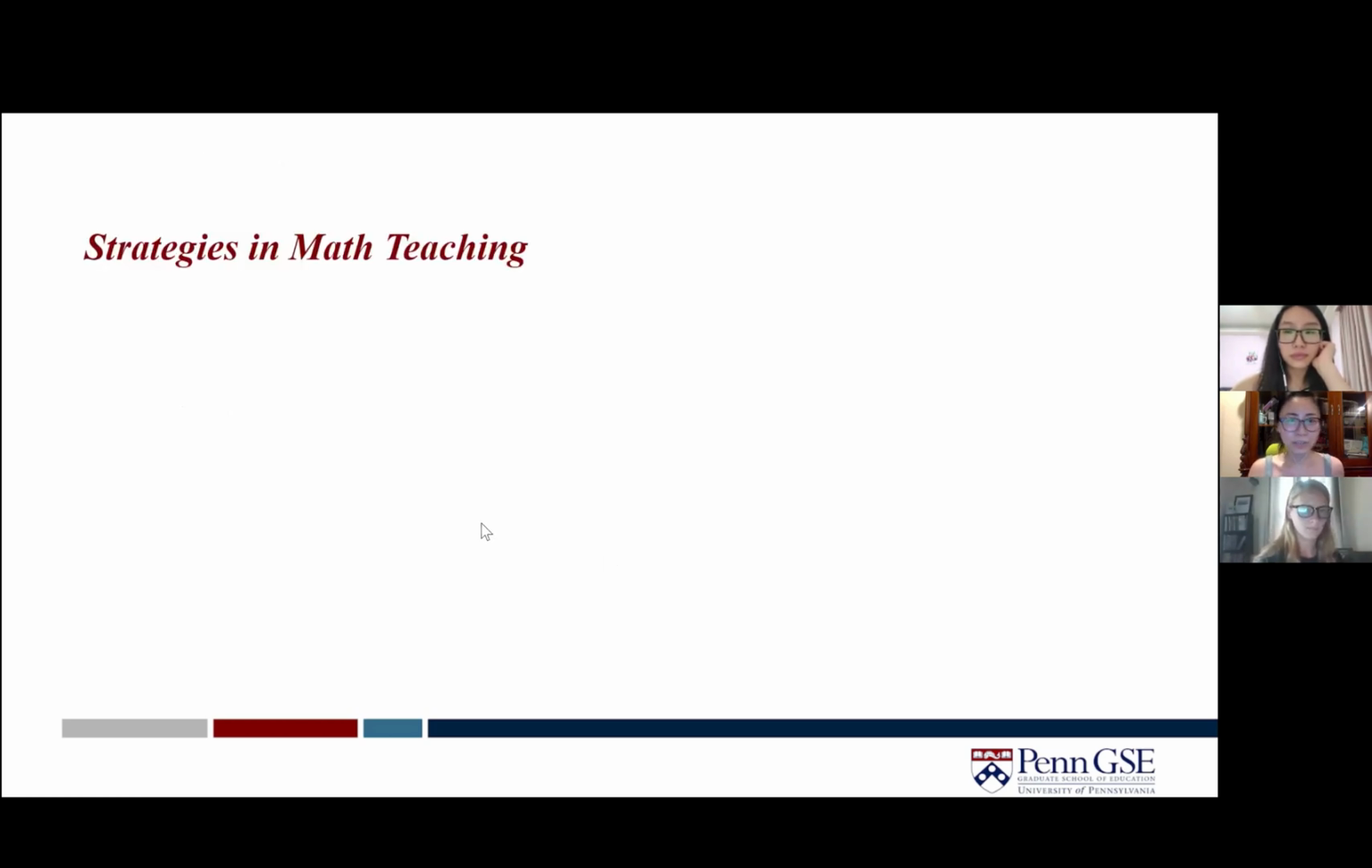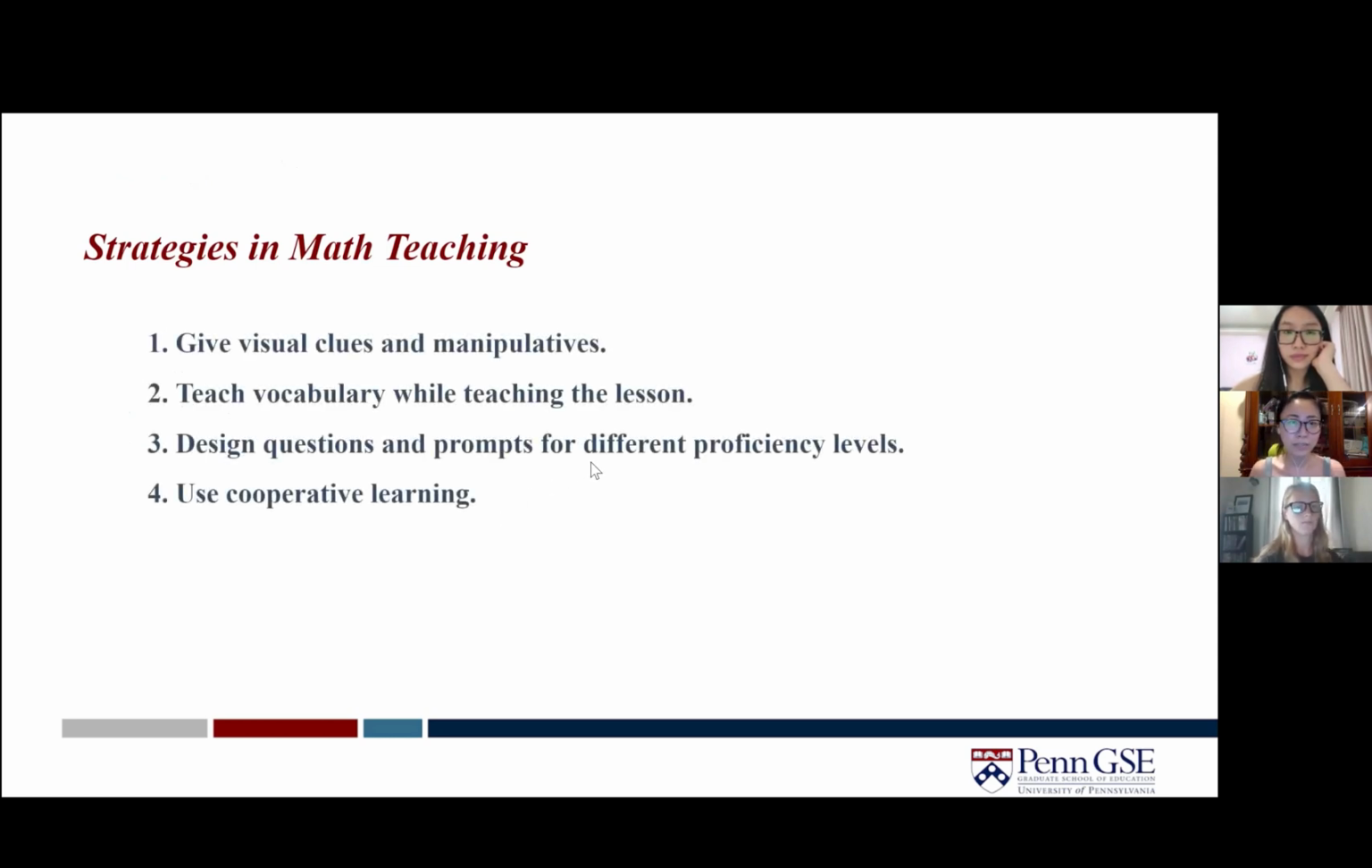So here are some strategies in math teaching. The first one: give visual clues and manipulatives. Visual resources can help students to work through complicated problems, understand foundational vocabulary, and organize their thoughts. For example, use graphic organizers such as Venn diagrams to build visual associations. Manipulatives are used to master abstract concepts. So the teacher could encourage a student to do a poster, or draw a graph and do an experiment.